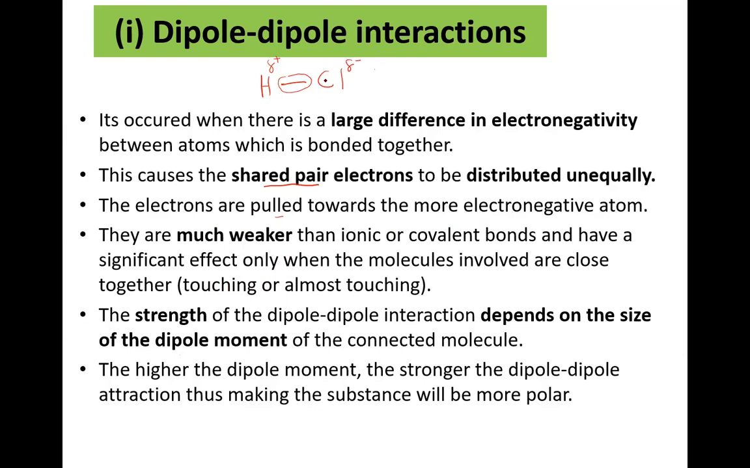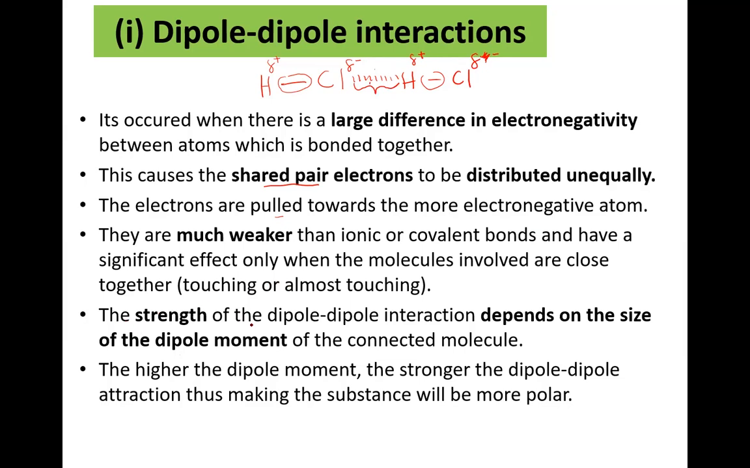In some solution, for example, hydrochloric acid solution, there are many HCl molecules. In all the HCl molecules, the chlorine will attract the electron toward itself, making the chlorine partially negative and the hydrogen partially positive. So this chlorine and this hydrogen will attract. This attraction we call a dipole-dipole interaction.